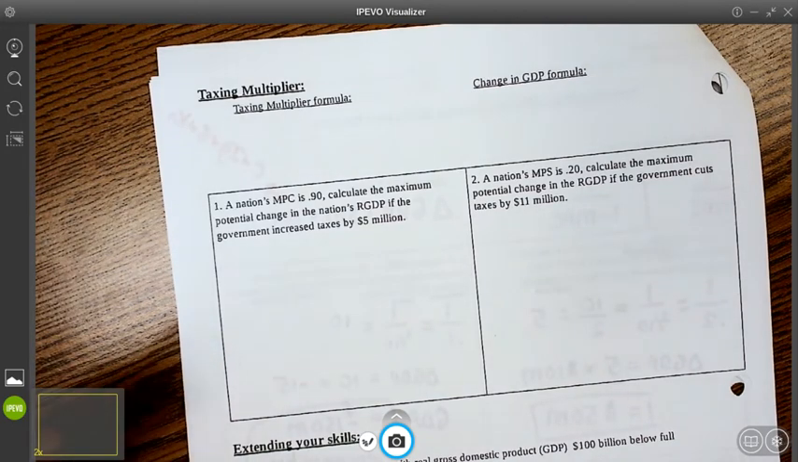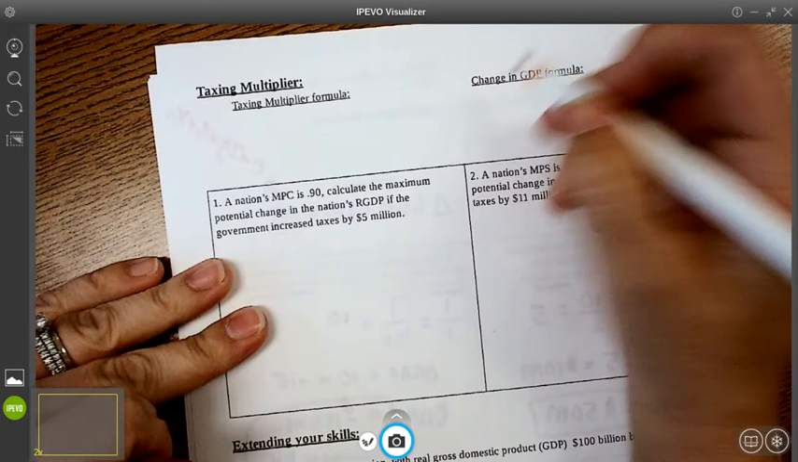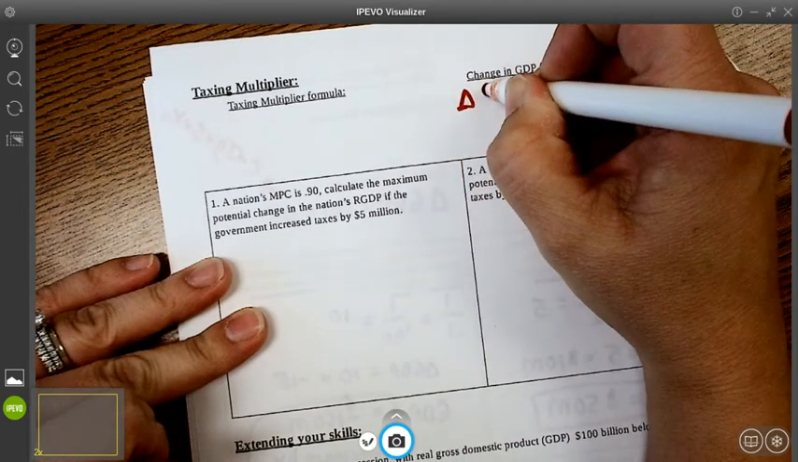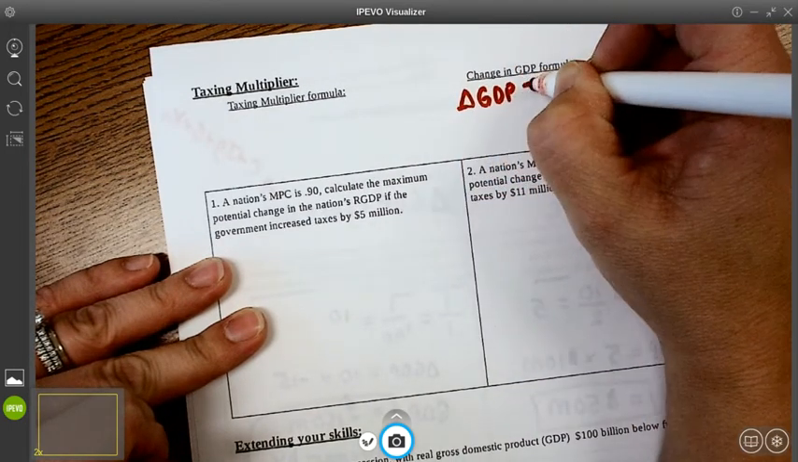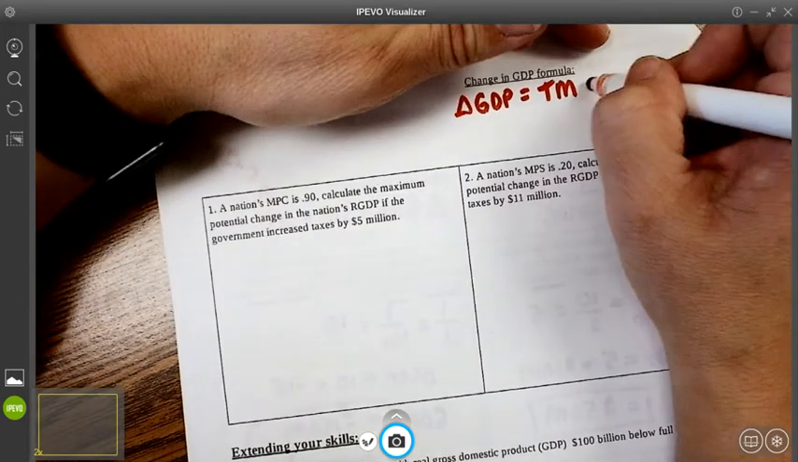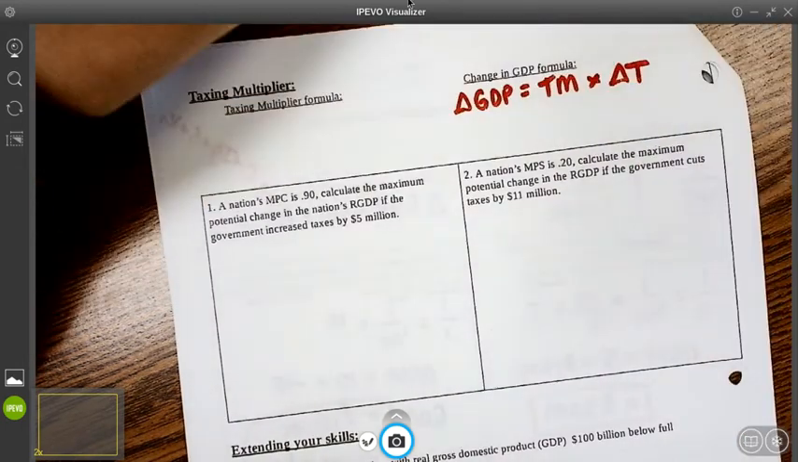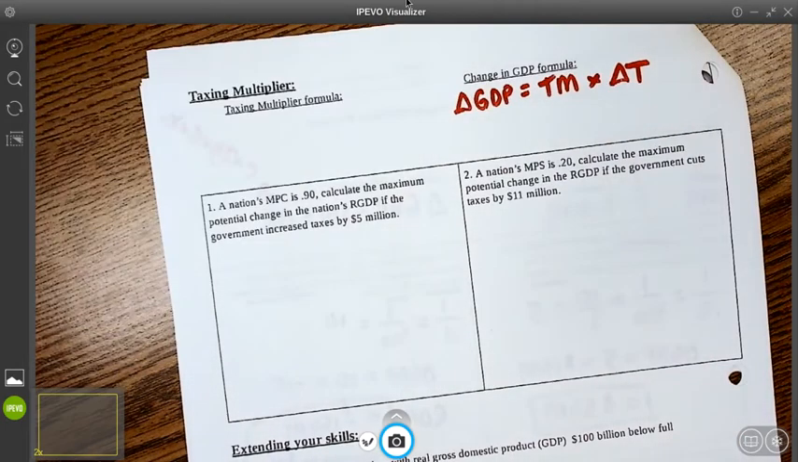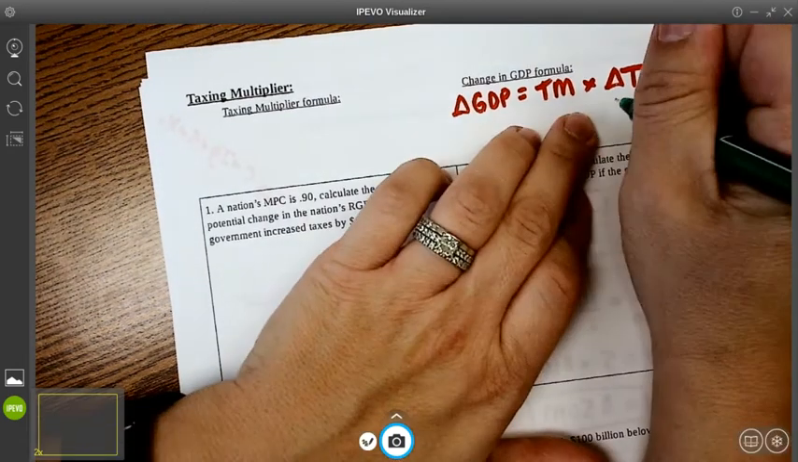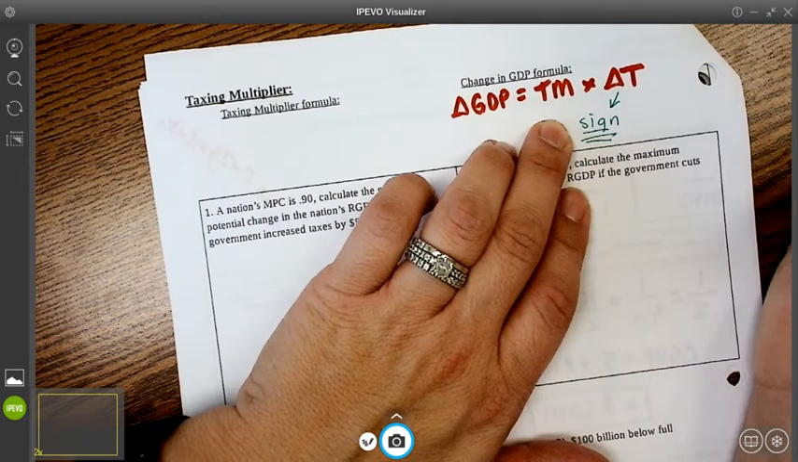It's pretty easy. So first of all, the change in GDP formula is going to be absolutely the same as what we did before with the spending multiplier, except instead of the spending multiplier, you're going to put the tax multiplier in. And then you're going to multiply by the change in taxing. My only real specific thing I want to get into here is you really have to pay close attention to the sign of the taxing.